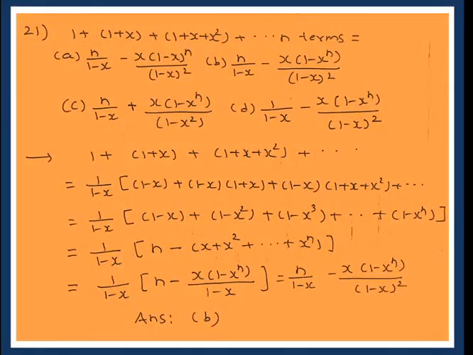Now in the next sum, 1 plus (1 plus x) plus (1 plus x plus x square) up to n terms is. See the solution. See what I have done. I have multiplied each term by 1 minus x. To make it equal, I have to divide each term by 1 minus x. Now 1 minus x into 1 is the same. 1 minus x into 1 plus x.